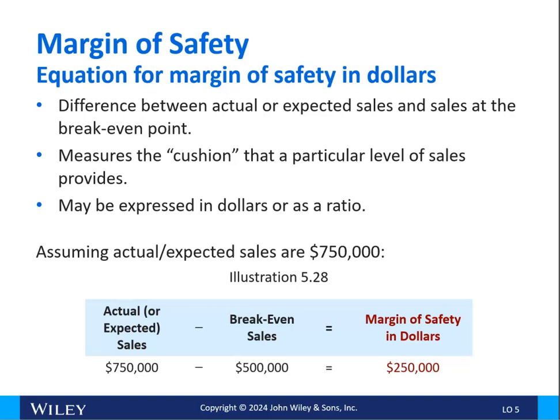So if we assume our actual or expected sales are $750,000, our break-even sales are $500,000, our margin of safety in dollars is $250,000. So we have $250,000 additional sales at our expected level or our actual level of 750 that's contributing to income above our break even.